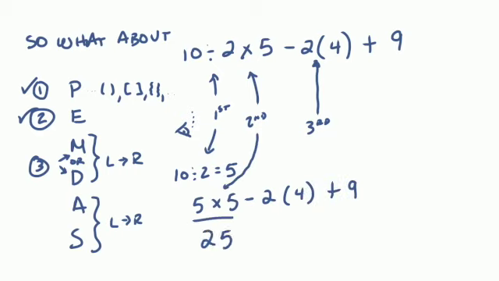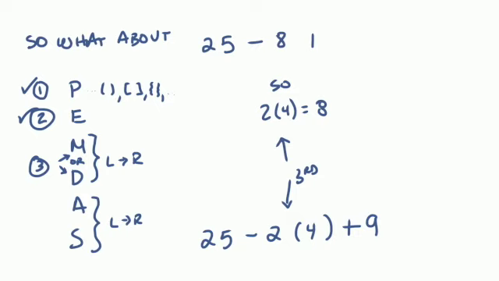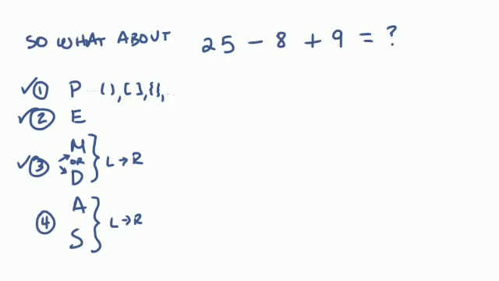And we can move on to the next one, which is the multiplication of 5 times 5, which is 25. So 25 minus 2 times 4 plus 9. And then finally, that third operation we had there, the multiplication of 2 times 4, 2 times 4 is 8, so we end up with 25 minus 8 plus 9. Now, the final step is to figure out addition and subtraction, because that's all we have left.